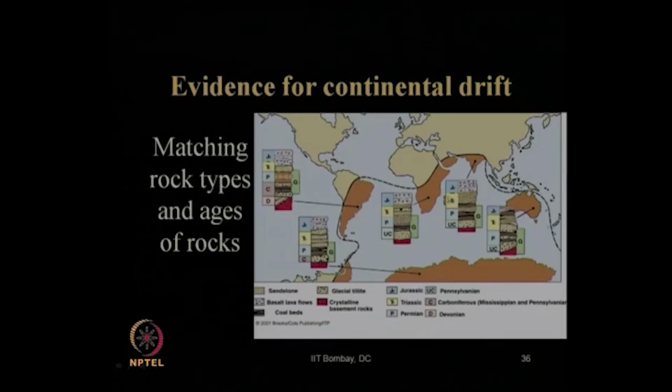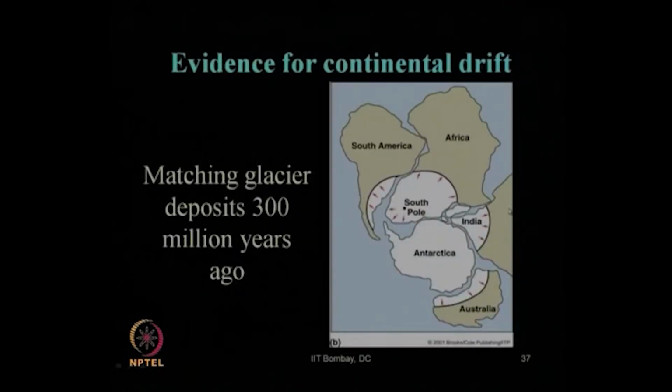So, what does it indicate? If all these shaded regions have similar types of rocks with similar ages and a similar form of layering, of course, it indicates that once upon a time they were together, or they were at the same place, then with time they got separated. This is another evidence for Alfred Wegener's continental drift theory.